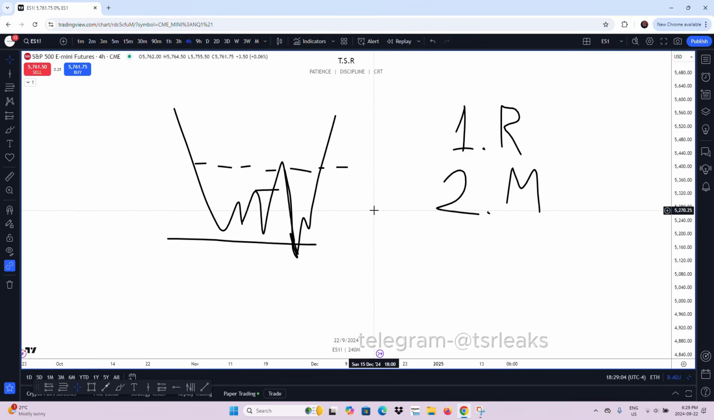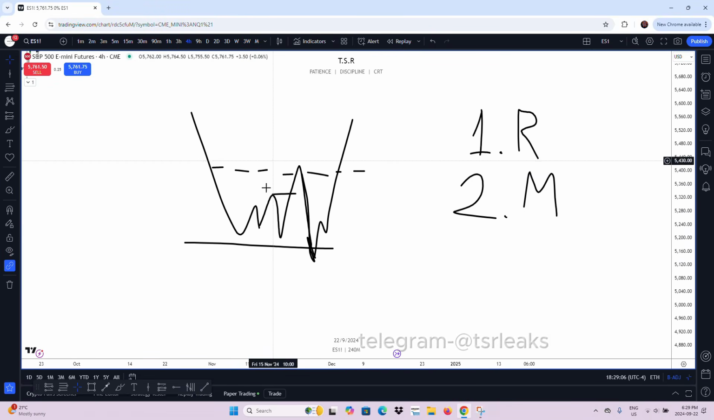So let me just repeat that. I think I confused you guys. If price is ranging and then manipulates the key level, price will then reverse. If price is ranging and then retraces into a bearish PD array before hitting a key level, price will then expand into that key level.